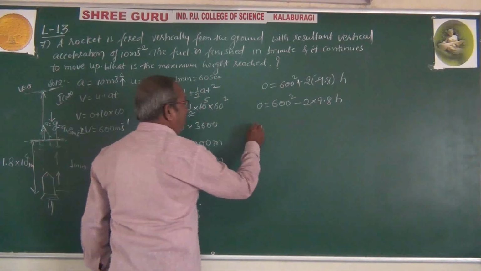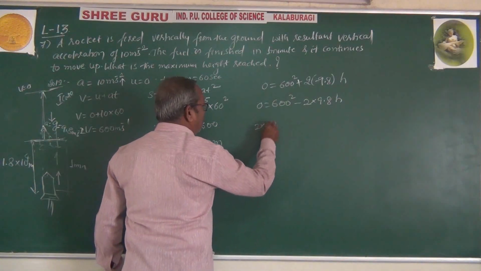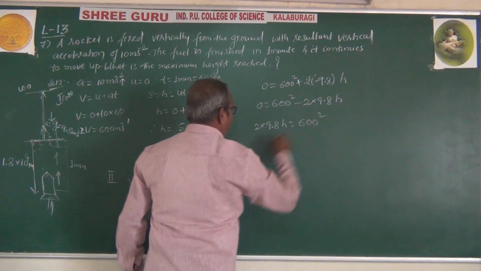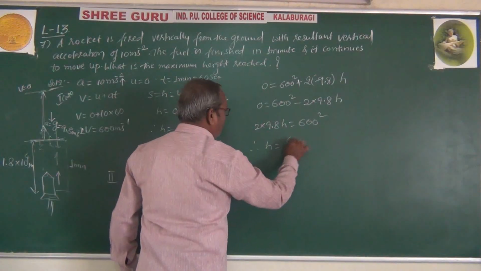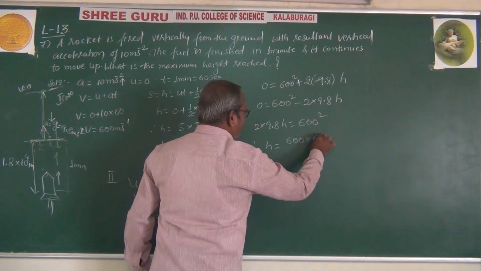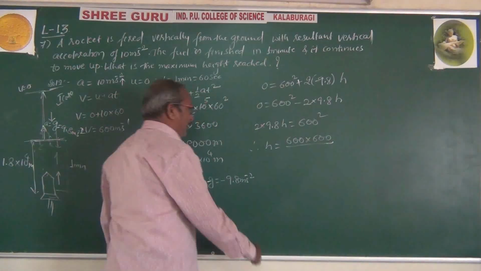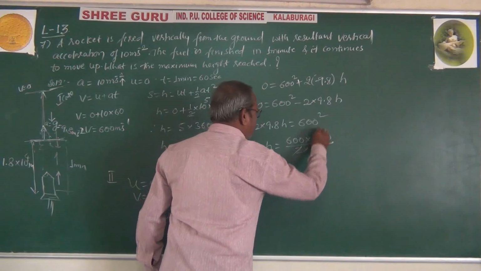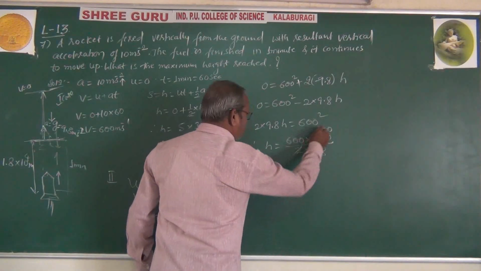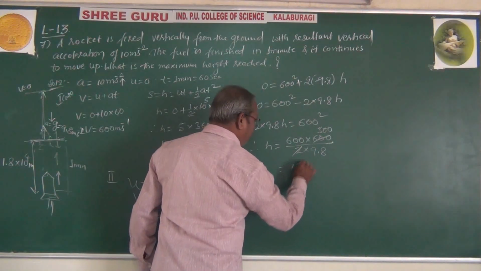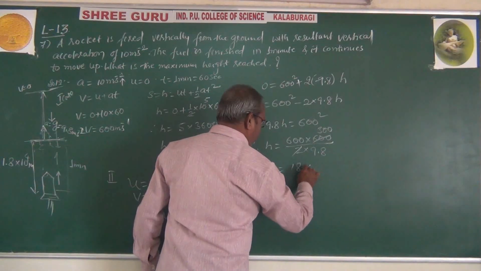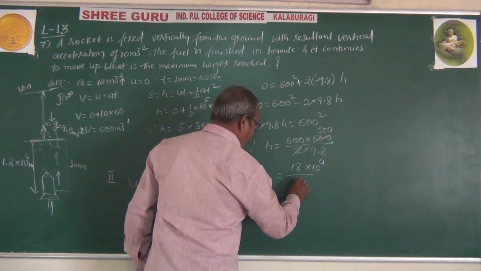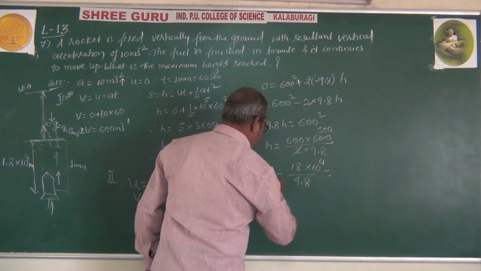By rearrangement, minus becomes plus: 2 into 9.8 h equals 600 square. Therefore h equals 600 square divided by 2 into 9.8. This is 2 times 300, so 3 2s are 6, 3 6s are 18, and this is 10 raised to 4 divided by 9.8. This is the h value.